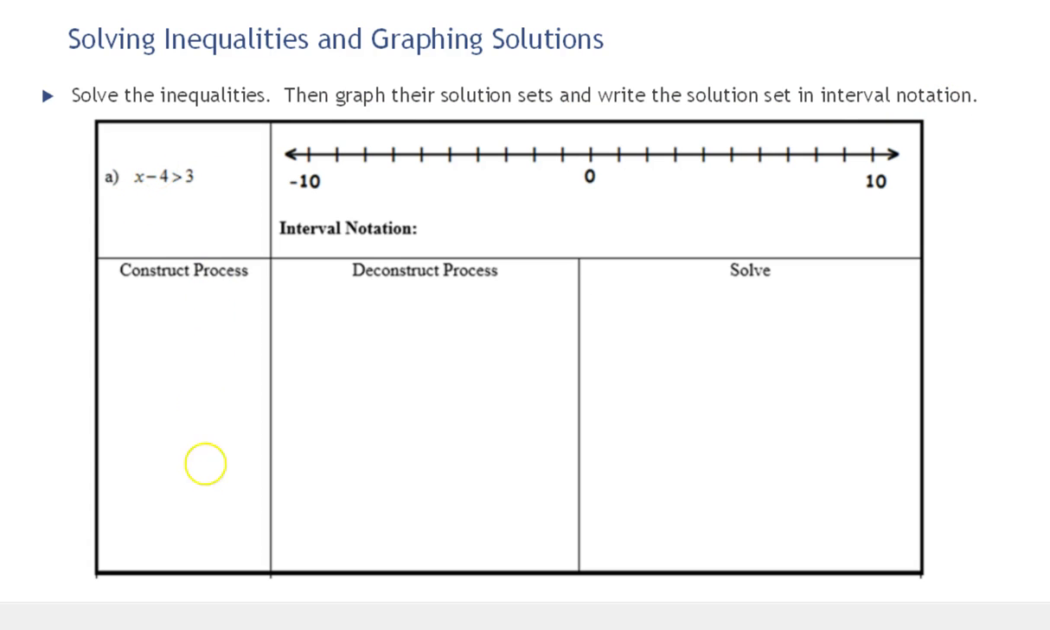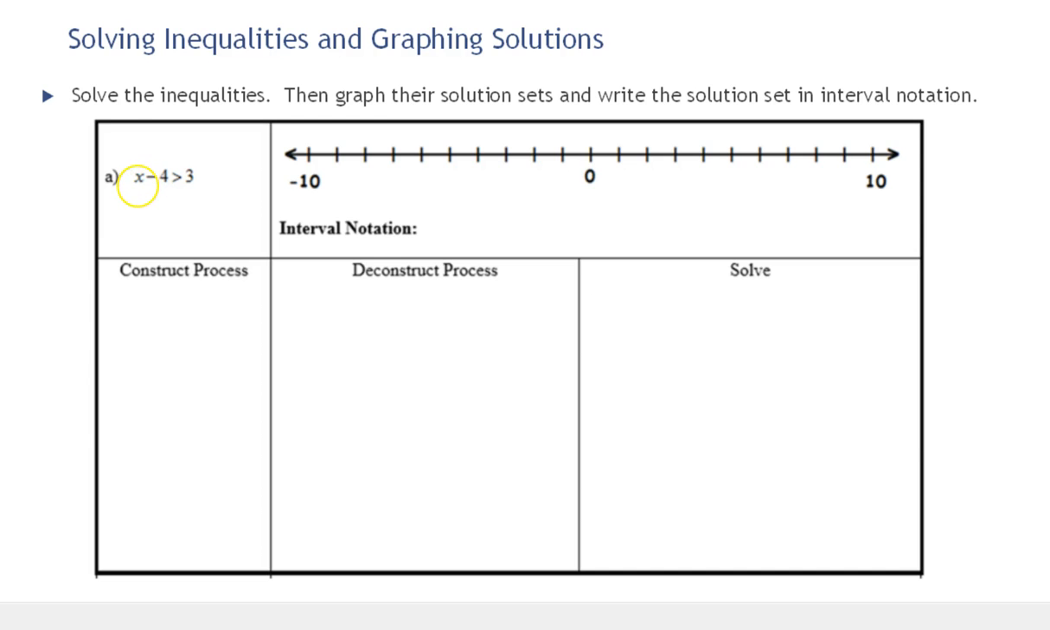So let's look at the construct process, the deconstruct process, and then we'll solve this using the properties of inequalities. Now remember, we said on the previous slide, or two slides back, that our one difference from solving equations is if we multiply or divide by a negative, we reverse the sign of the inequality. We're going to see one more issue we need to be a little bit careful with, but let's just solve this and I'll bring it up as we go.